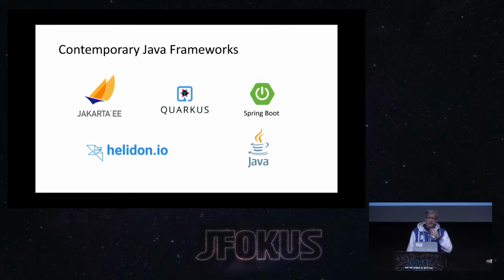So these are the frameworks I will be talking about today. Contemporary Java frameworks, Jakarta EE, which started out as J2EE and went to Java EE, and now it's Jakarta EE. Quarkus and Helidon are two frameworks that use Jakarta EE APIs and also additional APIs in the form of MicroProfile to allow developer skills to be portable to this new microservices world.